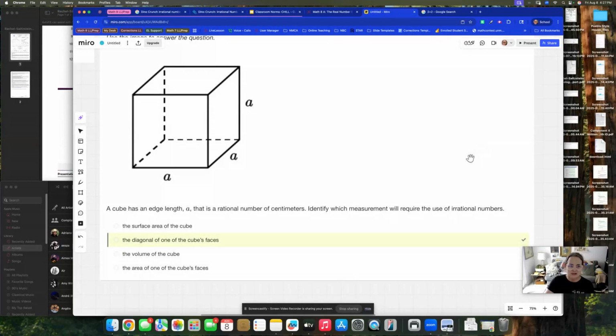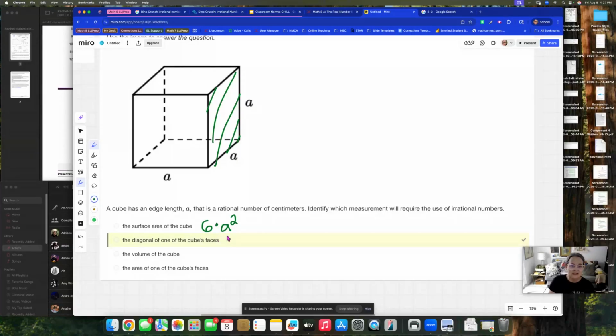Okay, so it says here a cube has an edge length A that is a rational number of centimeters. Identify which measurement will require the use of irrational numbers. Okay, is it the surface area of the cube? No, surface area of a cube is 6 times the area of one side. Each side is a square with side length A. The area of that square would be A times A, or A to the second power. That's going to be a rational number.